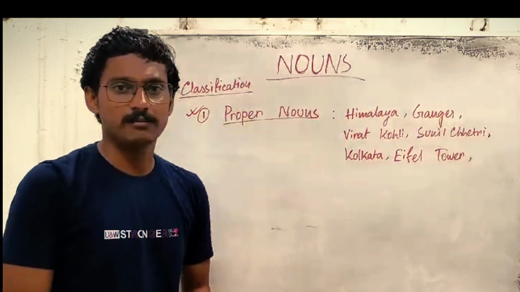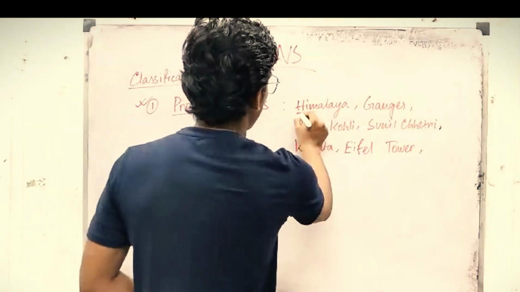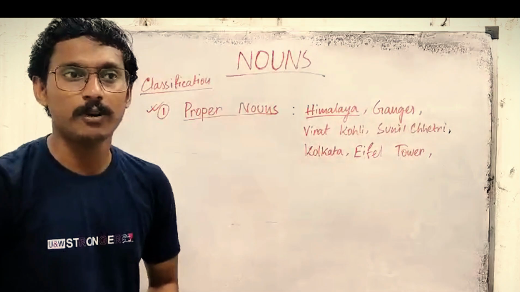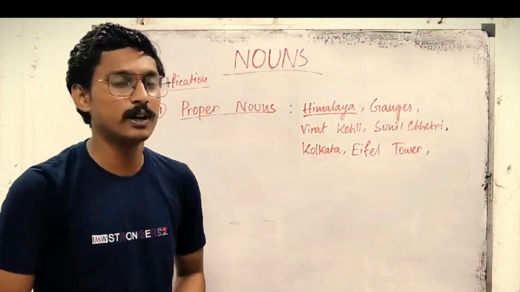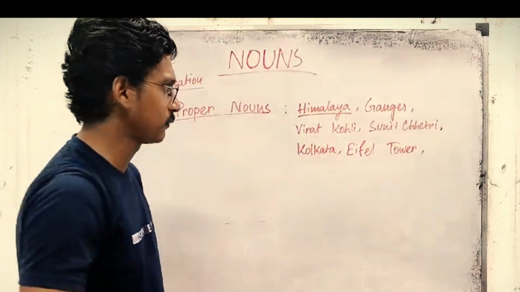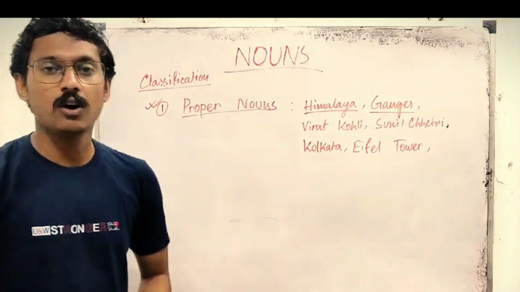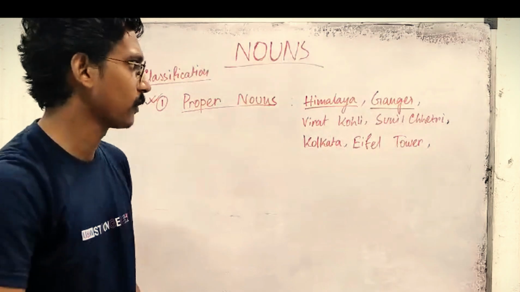And here are some examples of proper nouns. This is Himalaya, which is a mountain range, and this is a proper noun. We also have the name of a river, the mighty Ganges. What we in our local language call Ganga is, in English, Ganges.